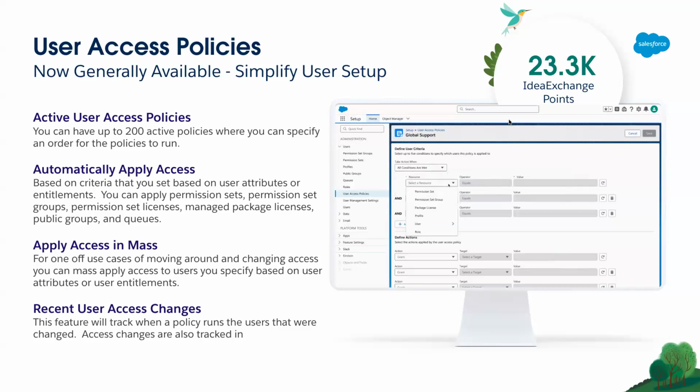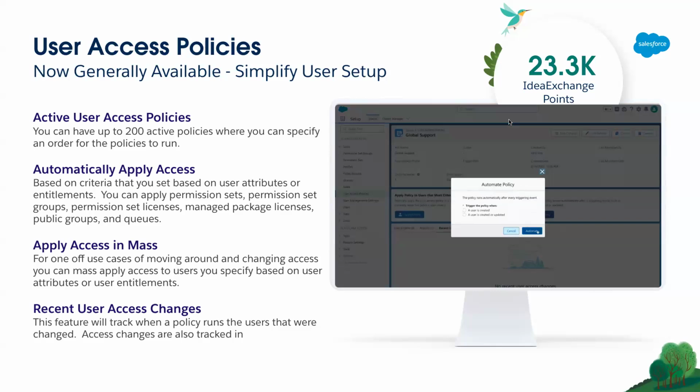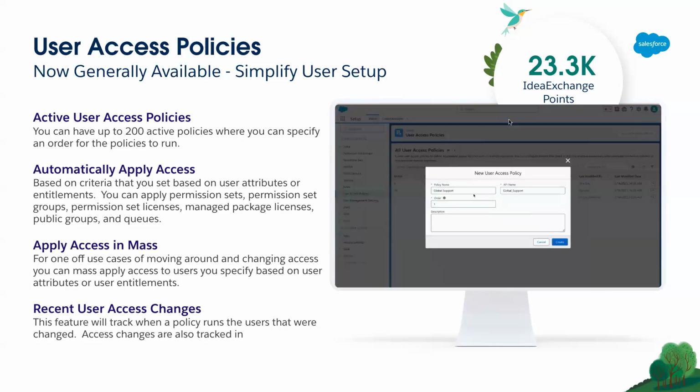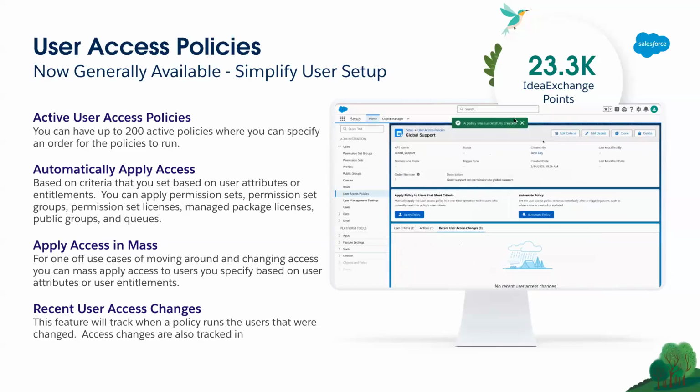And now we're also starting to connect user and setup audit trail. What I mean by that is there is a new feature that we released alongside user access policies that you can only see from user access policies today. However, we are going to expand upon that. What that allows you to do is see the recent user access changes. And so you'll be able to see right from user access policies when that policy ran, which users it impacted, and what was added or removed.